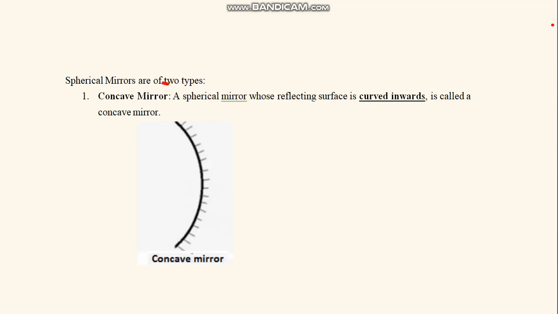Spherical mirrors are of two types. The first type is a concave mirror. In such a mirror, the reflecting surface is curved inward. As you can see in this diagram, this is the reflecting surface of the mirror, which is curved inward, so it is called a concave mirror. And the opposite side, that is this surface, is the non-reflecting side or the opaque side. Students, please note that here we are drawing the cross-sectional view of the mirror. Throughout this chapter, we will be drawing the cross-sectional views of all kinds of mirrors.